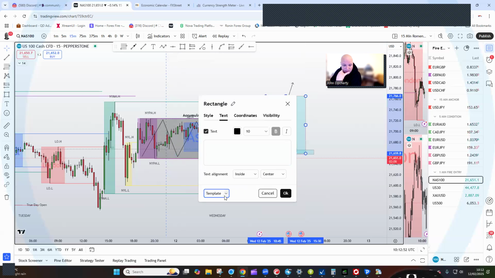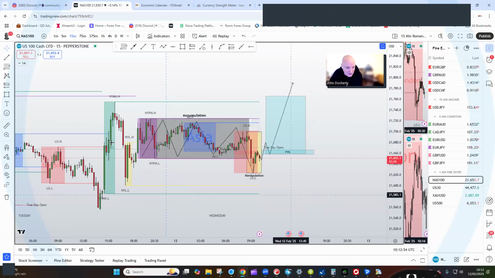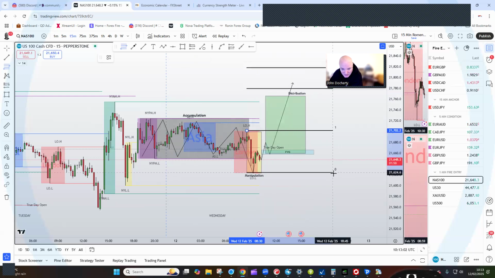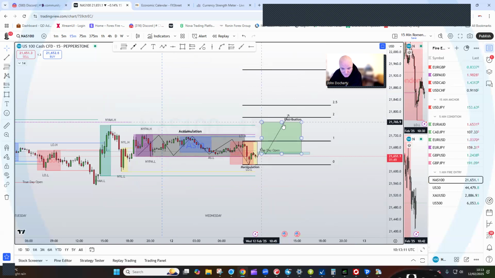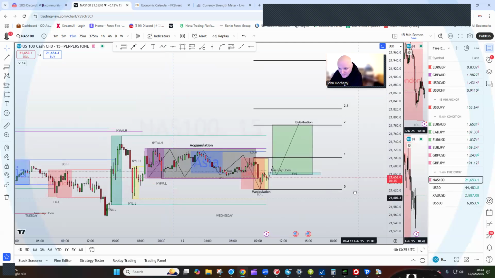If I put this into the distribution field, and we also put in where the manipulation started from. Well, it started from this high down to here. There's going to be a huge SL on this, to be fair, depending on where we get an entry on here. But the distribution, you could be looking at that there. So we could mark this up. Like I say, I'll mark these in pink. So we've got a possible setup there.